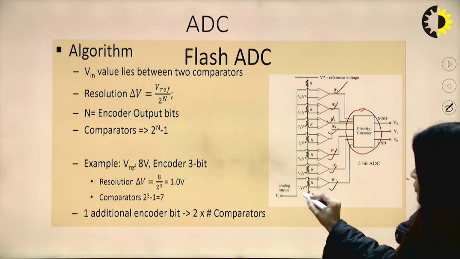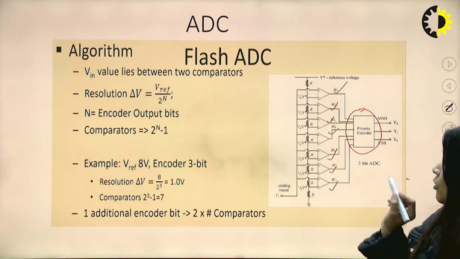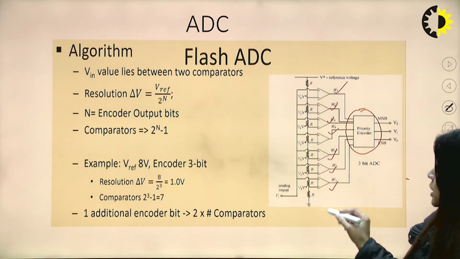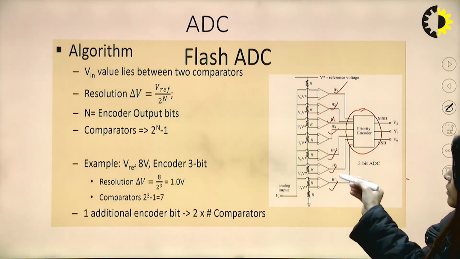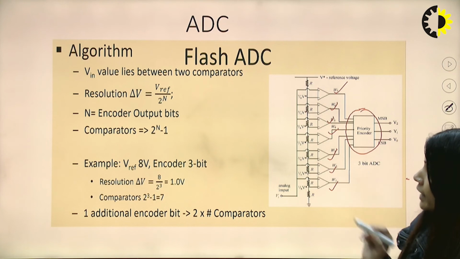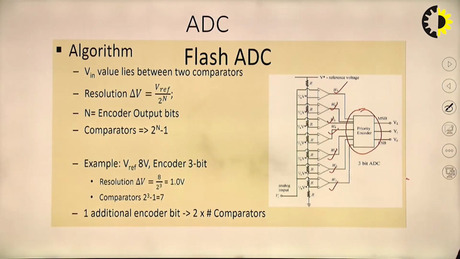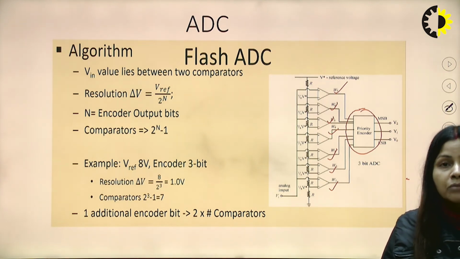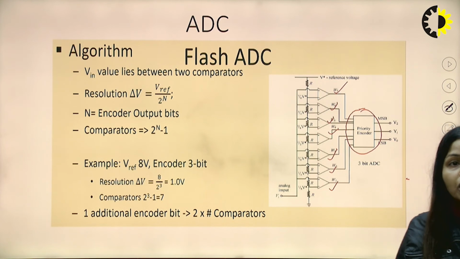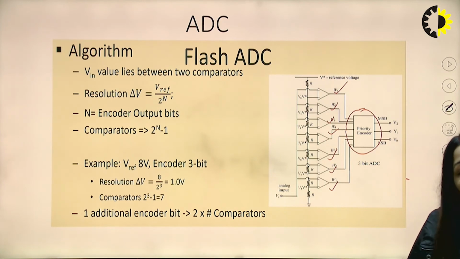Whatever analog input we are giving, the output will be either plus VSAT or minus VSAT. Let's say the flash ADC output is depending on the resolution. The resolution delta V is equal to V reference upon 2 raised to the power n, where n is the encoder output bits. So how many comparators are we using? That will be 2 raised to the power n minus 1. For 3-bit, let's say, we will be using 7 comparator circuits and 1 priority encoder.